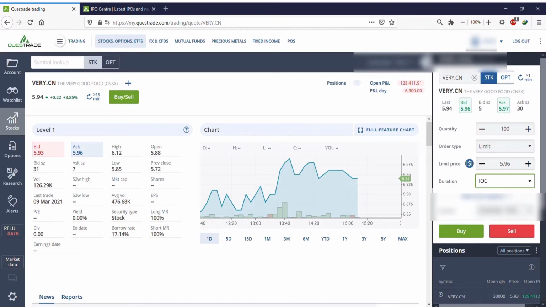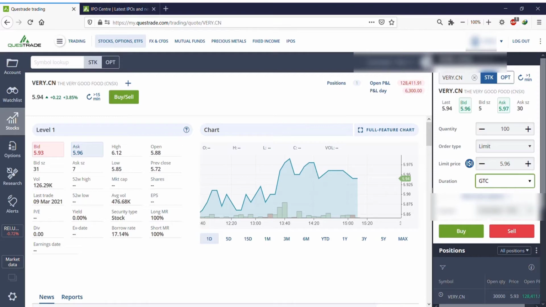But fill or kill, if I remember correctly, you can always Google if I'm making a mistake, means I'm asking Questrade to buy 100 shares for me. If Questrade can buy 100 shares at the moment, it will. But if it can't, then it will cancel the whole order, so it doesn't fill it partially. That's the difference. But remember, never put it on fill or kill or anything. Just put it on GTC, okay?